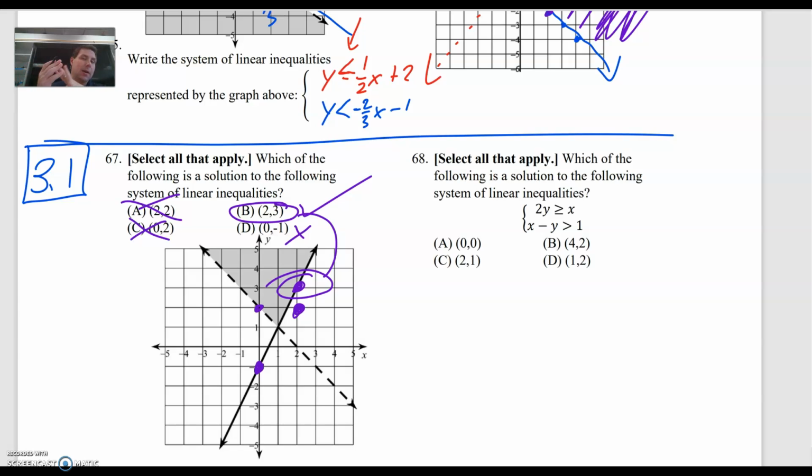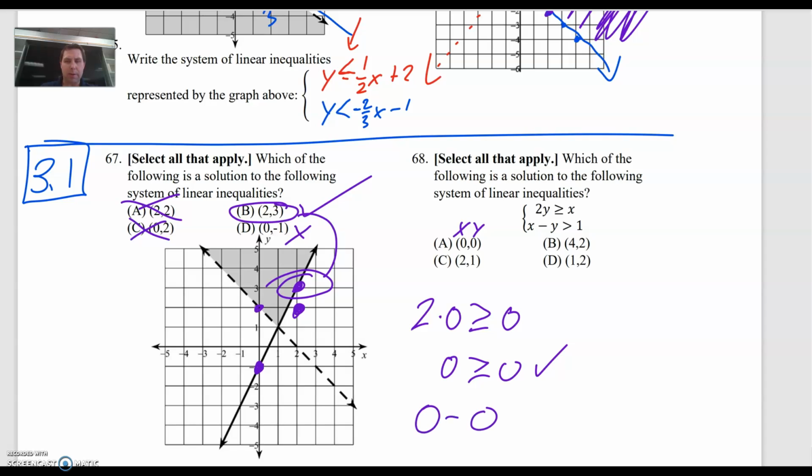So that works really nice with the visual, but what if we didn't have the graph? How can we check? Well, we can plug in and see if it works for the system. So that's what 68 is. They've given you a system of inequalities, and now we're just going to plug in x and y and see if it works for both. So for the first one, if I plug 0 in for x and 0 in for y, you get 2 times 0 greater than or equal to 0, which is true because 0 equals 0. So it works for that first one. But for the second one, if I plug in 0 for x and 0 for y, you get 0 minus 0, which is 0, and 0 is not greater than 1. So therefore, this does not work. Okay? So the first corner point did not work.